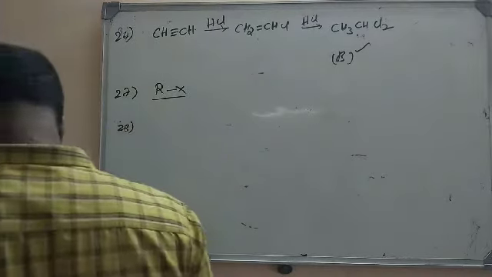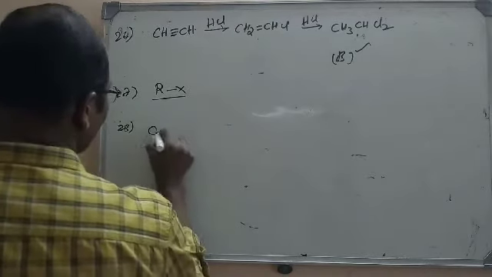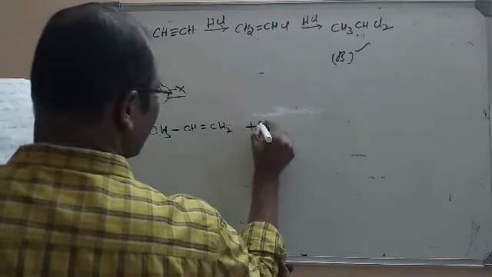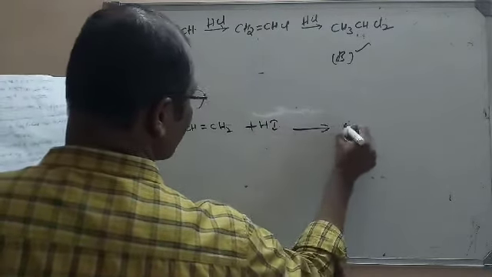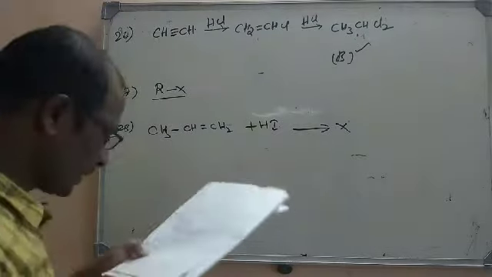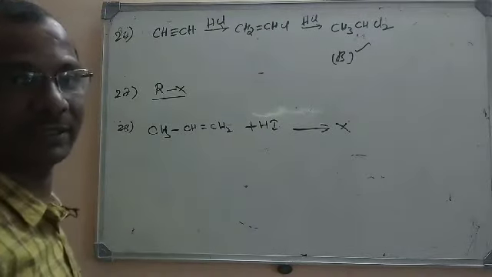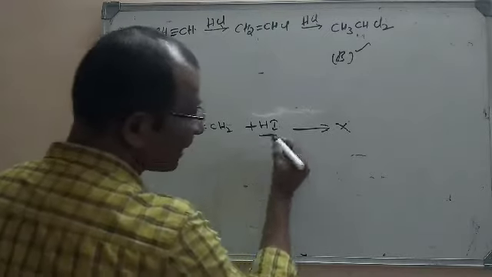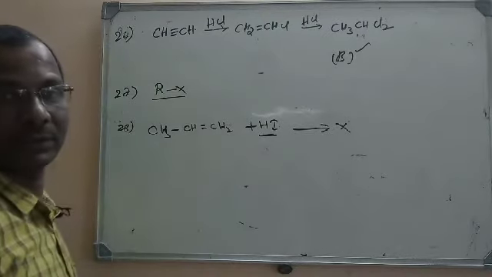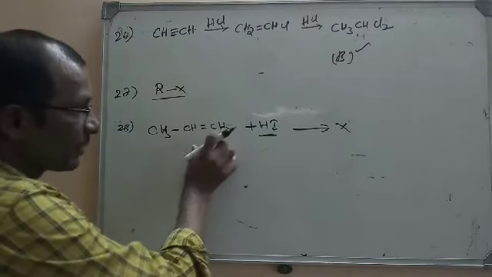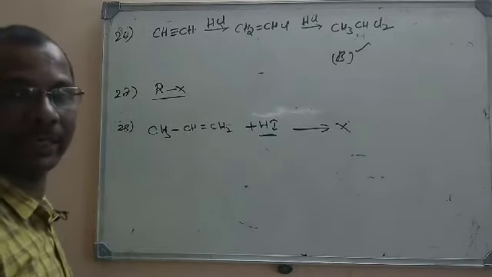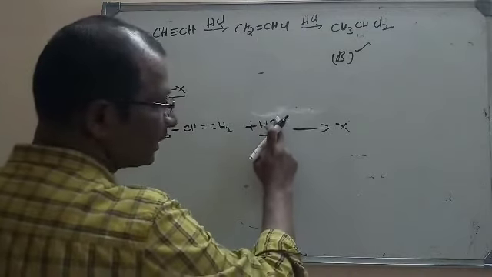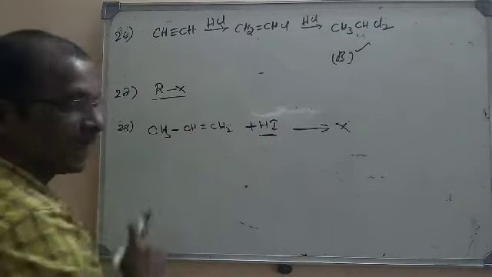Let us go for the next question here. So here propene, CH3-CH=CH2, plus HI is given, and it is giving a product here. So HI in normal condition, what is X here? We know that it is an unsymmetrical alkene, and this is an unsymmetrical reagent. So when an unsymmetrical reagent is added to an unsymmetrical alkene, we apply Markovnikov rule.